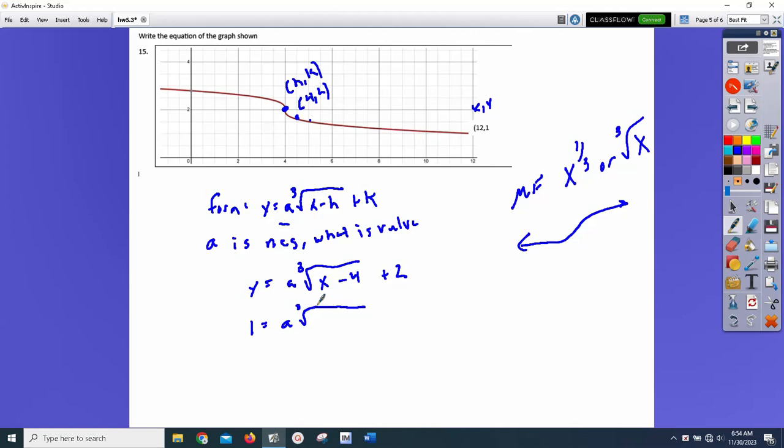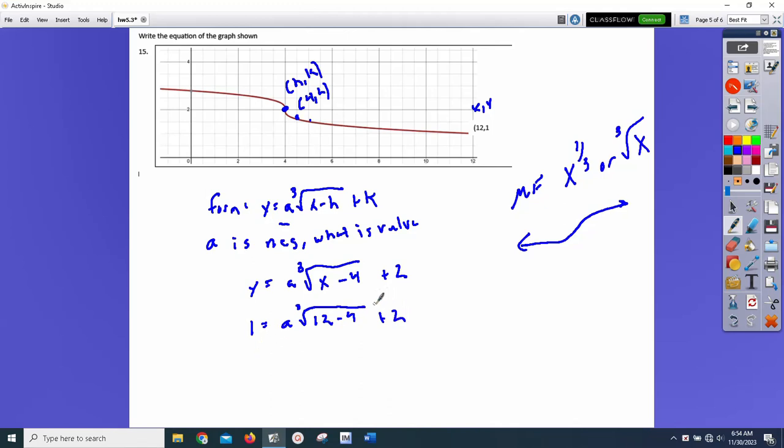Boy, I don't like that. I don't like that at all. This was not supposed to be a radical. Oh, it's not. I'm just having a brain fart.